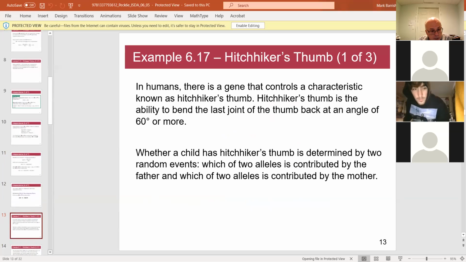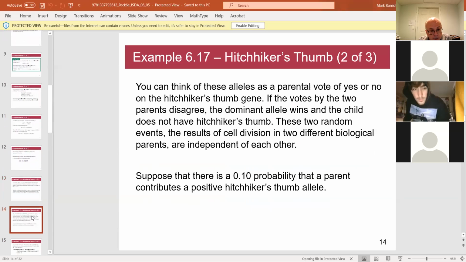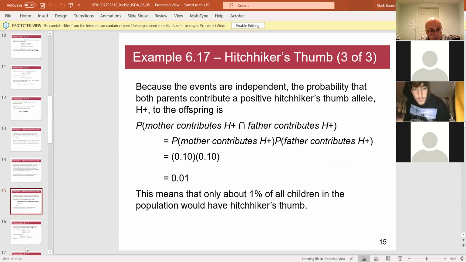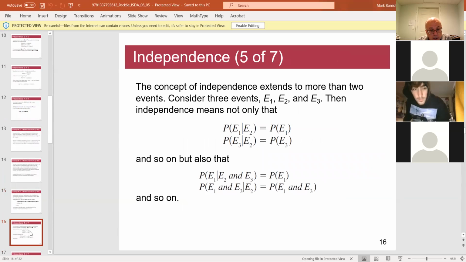And then they give an example right here. It's a long example, and it's a genetic example. I'm going to skip that. It's a little complicated. But let's extend this a little more, all right?